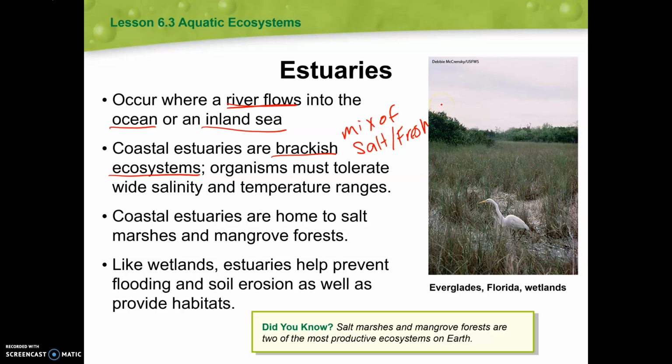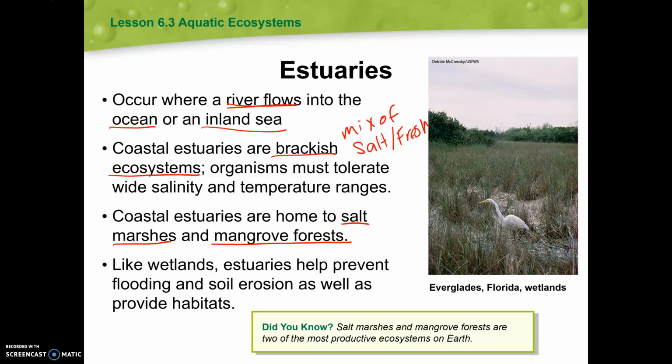So this mixture makes a really unique environment and ecosystem that these organisms are going to have to learn to adapt to, between these different salinities and different temperature changes that we're also going to see. So there are two types that we're going to talk about, these coastal estuaries. Salt marshes is one, and mangrove forests is the second.